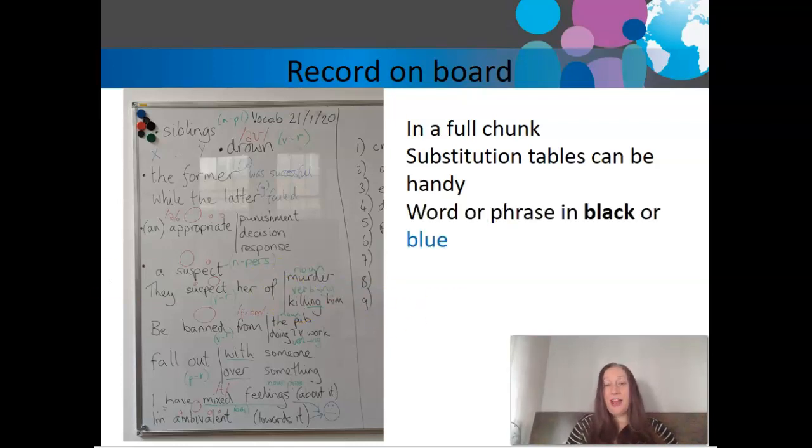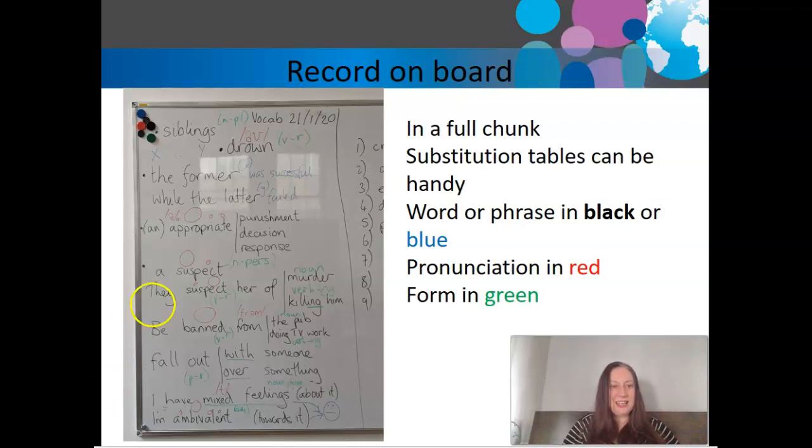I usually write words or the phrases in black or blue because it's more visible for students. I highlight using red and green. Red for pronunciation and green for form, usually. So you can see that here, not just the stress in red, but some sounds as well. And then elements of form like the part of speech, the type of word that comes after it, those would be in green.